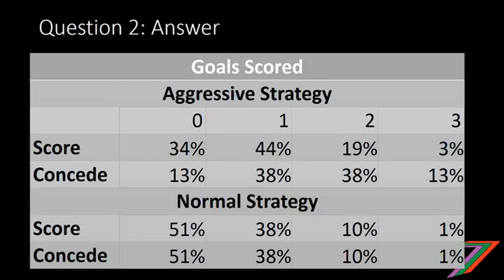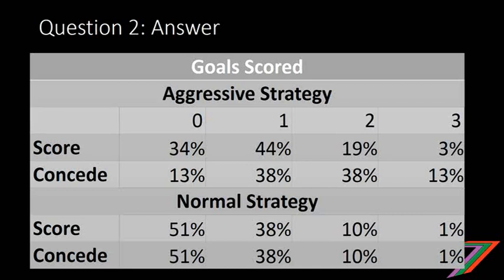As you can see here, the aggressive strategy results in quite a high chance of goals being scored, either 1 or 2 goals, with a low chance of 3 goals. But the chance of conceding goals is very high. There's only a 13% chance you will not concede any more goals with this aggressive strategy, and a high chance of conceding 1 or 2, 38% chance each, and a 13% chance of actually even conceding 3 goals.